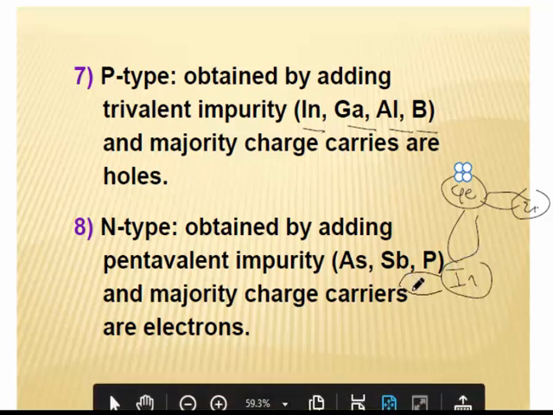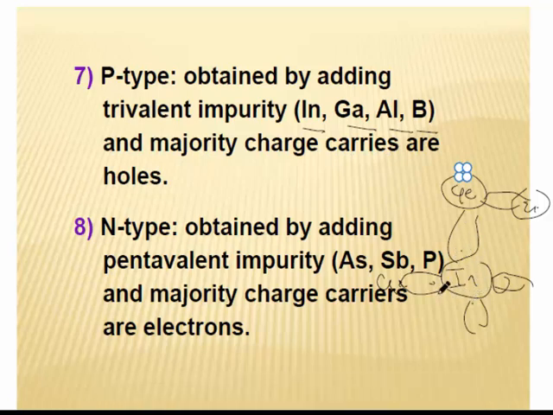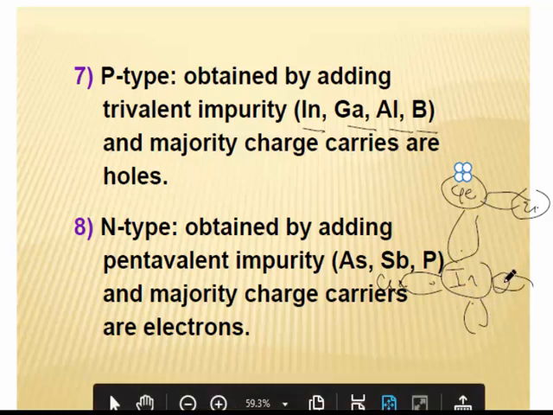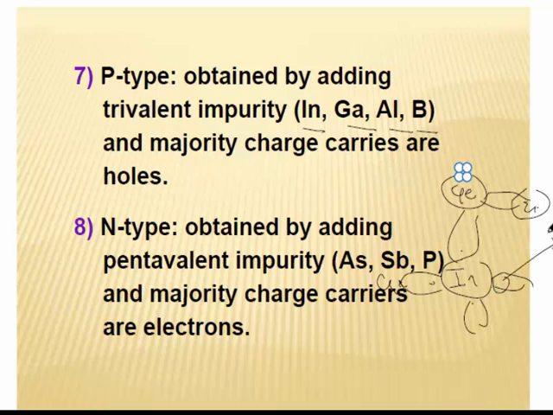Indium makes 3 covalent bonds with the neighboring 3 germanium atoms, but one bond is left free. In indium, one bond is left free because it is having only 3 valence electrons. Trivalent impurity means 3 valence electrons. Indium makes 3 covalent bonds with the neighboring 3 germanium atoms, but one vacancy is created, so now indium takes 1 electron from neighboring germanium, so it fulfills its bond formation, but the electron got from other germanium indicates one vacancy is created in the germanium.